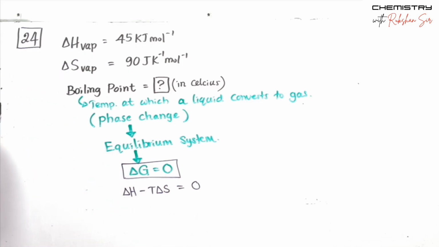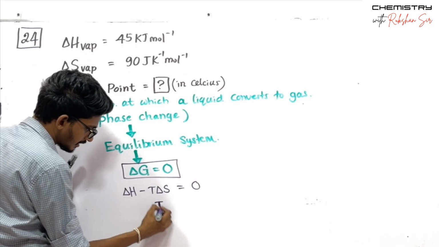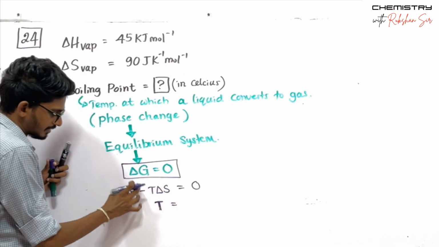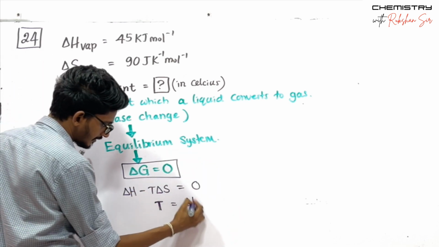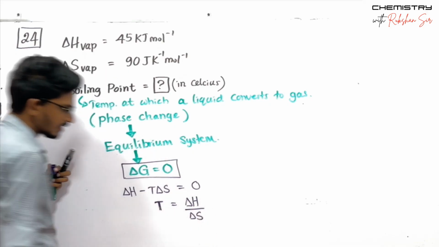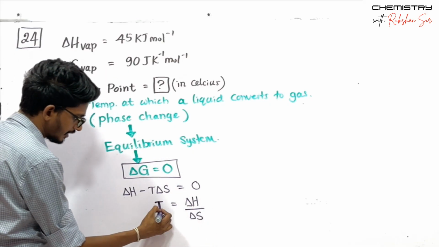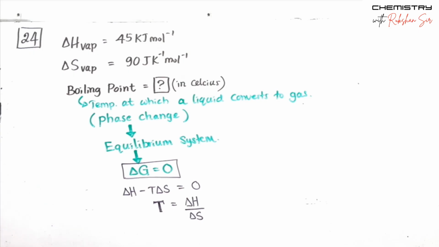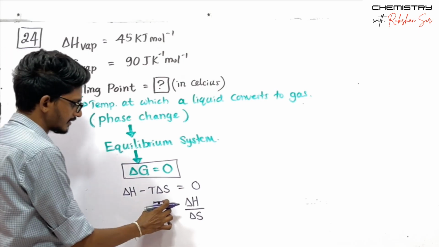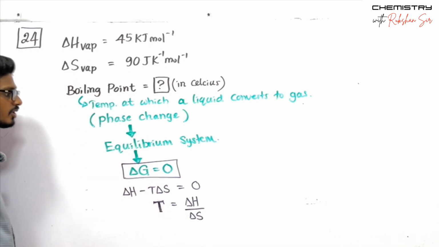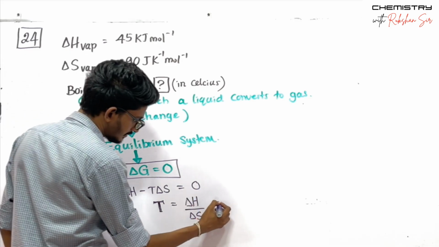So if you make T the subject, the temperature at which this phase change occurs, the delta H comes to that side and is divided by delta S. This is the temperature of the phase change, so this is the boiling point. Here it is about the boiling point.